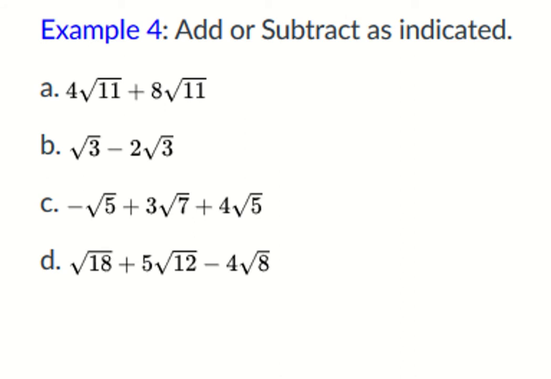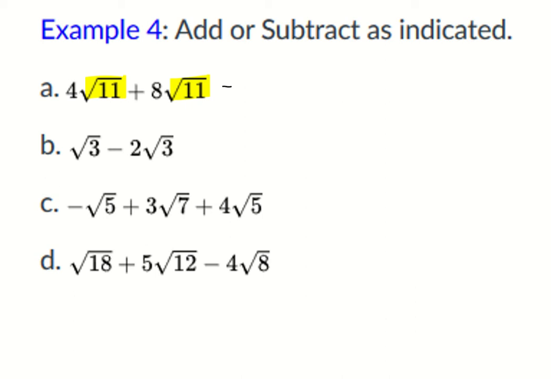In this video, we will add or subtract some radicals. A. 4 square root of 11 plus 8 square root of 11. So first of all, these two terms have the same radicals. We call them like radicals. Since they're like radicals, we can combine them like how we combine like terms.